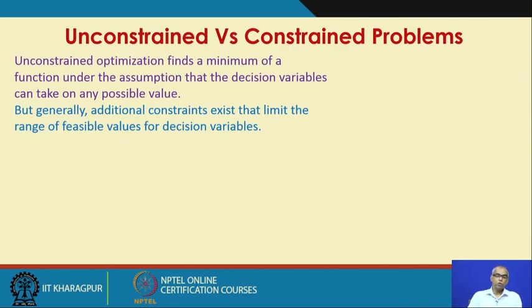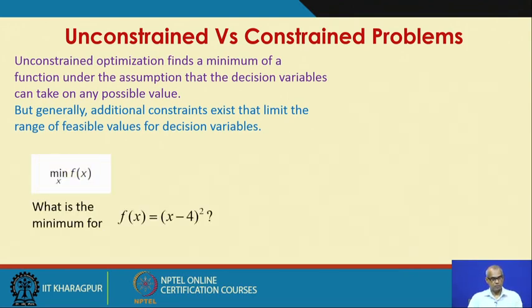So, let us first try to understand one more time the difference between constrained and unconstrained problems. Unconstrained optimization finds a minimum of a function under the assumption that the decision variables can take on any possible value, but generally additional constraints exist that limit the range of feasible values for decision variables.